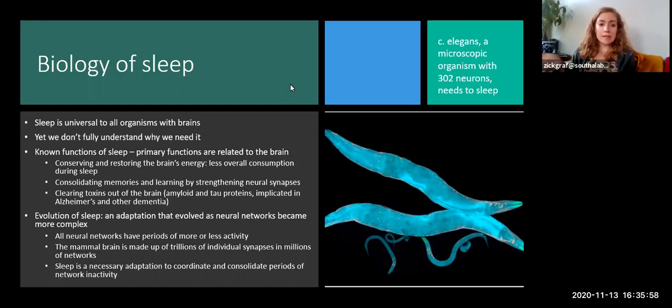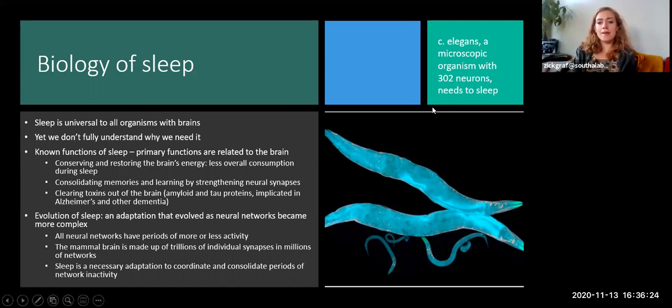Because the mammalian brain is made up of trillions of individual synapses organized into millions of networks, there probably evolved a coordinating function that allowed all of our neural networks to pause at the same time to help organize our behavior and our arousal. So that's what sleep is. It's a coordinated pause in network functioning that arises as a natural byproduct of network organization in the brain.